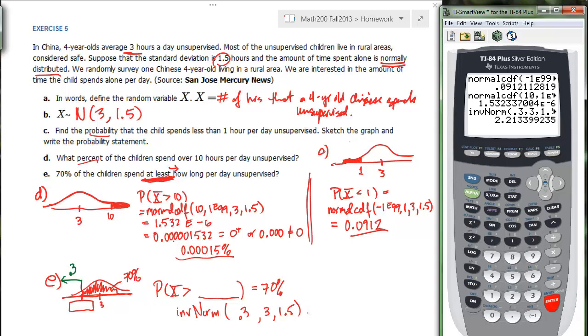So this is going to give us 2.21 hours. It's less than 3, which means this does make sense. 2.21 hours.